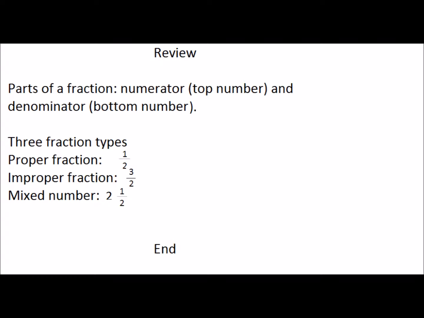In review, the parts of a fraction, we have the numerator, which is the top number, and the denominator, which is the bottom number. We've also learned about 3 fraction types. The proper fraction, which might be shown as 1 over 2. The improper fraction, which might be shown as 3 over 2. And lastly, our mixed number, which is 2 and 1/2.